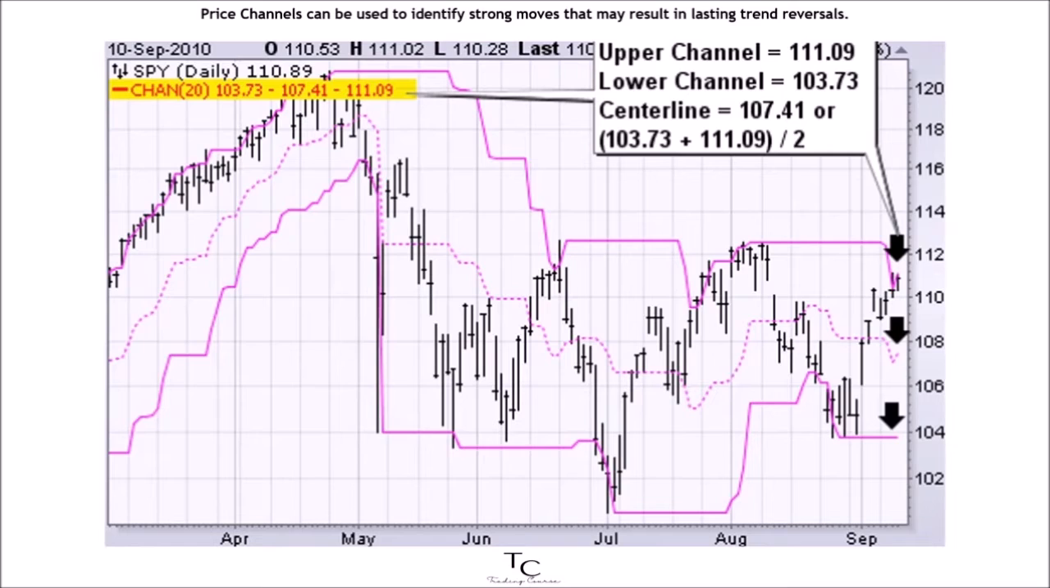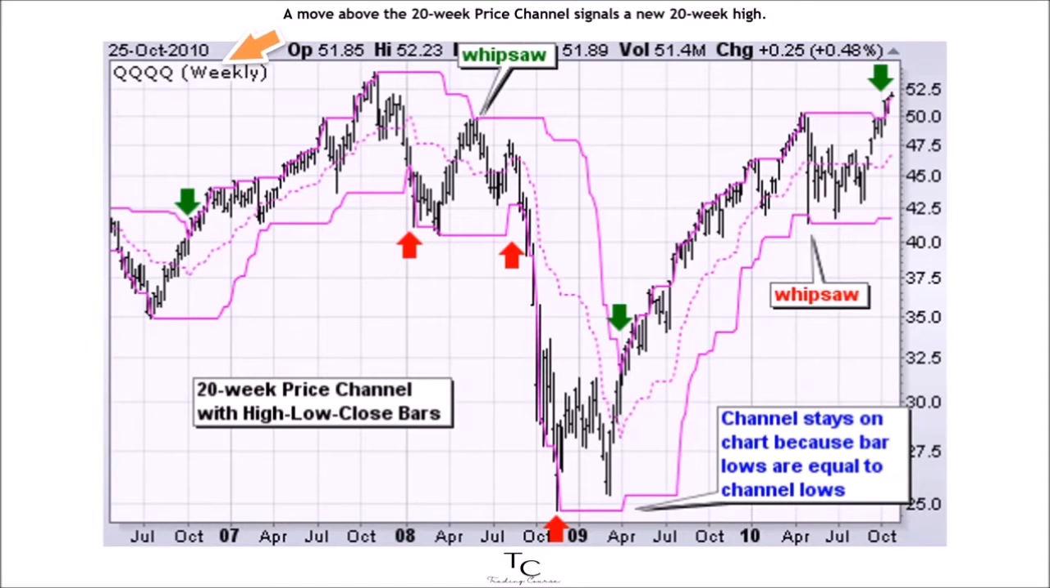Price channels can be used to identify strong moves that may result in lasting trend reversals. Basically, a move above the 20-day price channel signals a new 20-day high. A move above the 20-week price channel signals a new 20-week high. Obviously, a 20-week high is more consequential than a 20-day high. The choice of time frame depends on your trading time frame and rationale for using price channels.